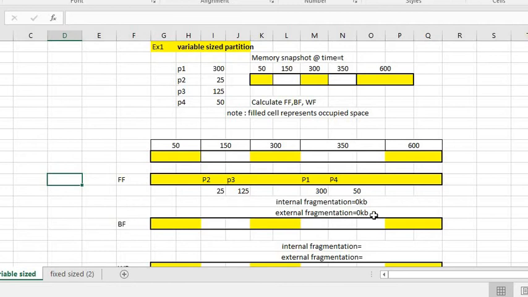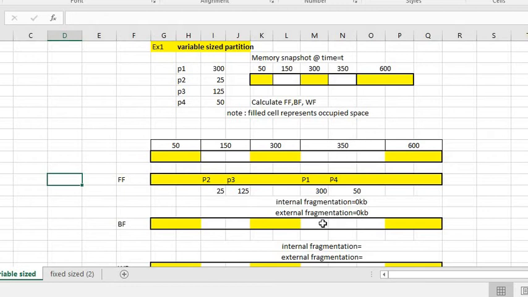So let us solve the same problem using best fit. Let us see how best it fits the processes in the available space. Best fit always looks for the smallest possible hole for accommodating the process. The first process is of size 300. The first hole is of 150 and the second hole is of 350 from the memory snapshot. So the first possible one obviously is 350.